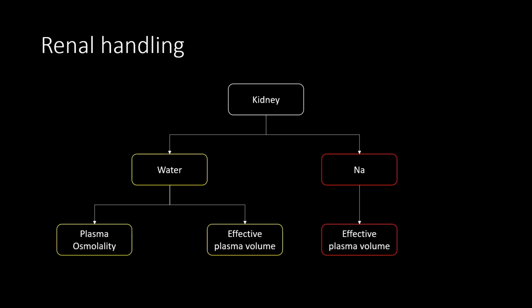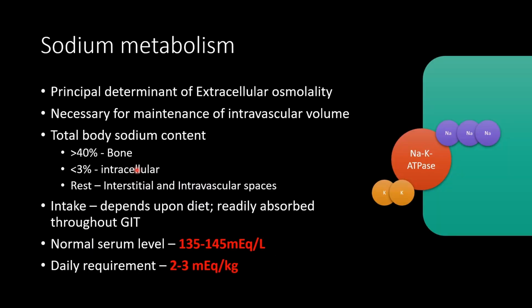So how does the kidney handle the volume and sodium? The kidney handles water, which is regulated mainly by plasma osmolality and effective plasma volume, but the kidney regulates sodium mainly by the effective plasma volume. Based upon whatever knowledge we acquired till now, we'll learn about hypo and hypernatremia. If you have understood all that we discussed till now, it will be very easy to understand the concept of hypo and hypernatremia, how this happens, and how to manage.